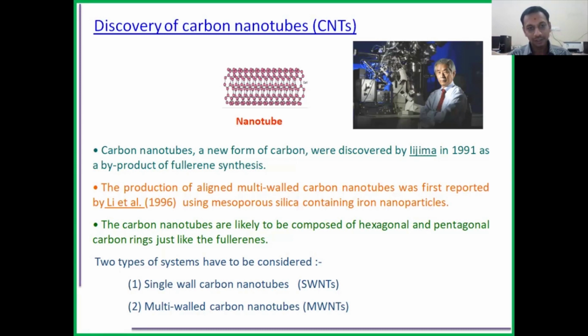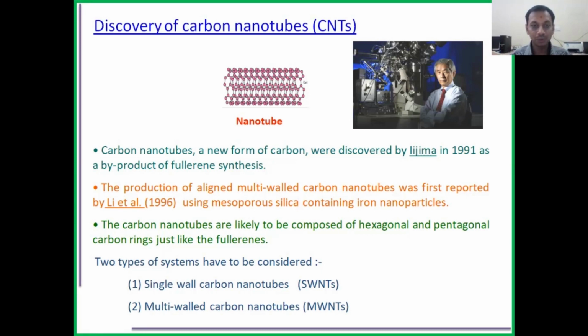And then he observed it is like a tube. It is like a tube in nanometer, and then he gave the name nanotube. The tube itself has a nano diameter, and then he gave the name nanotube. And that was the first discovery of multi-wall carbon nanotubes.